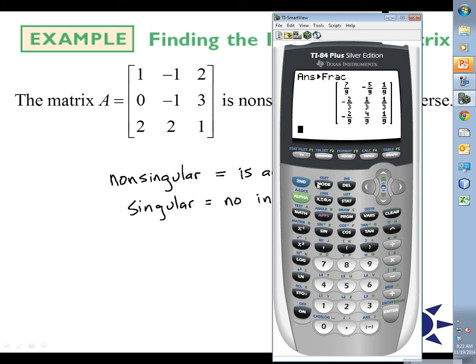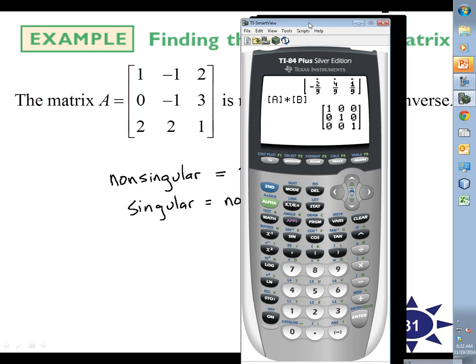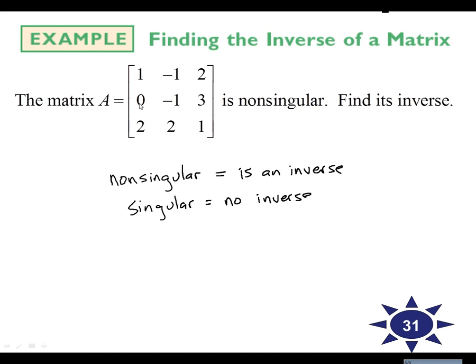Let's go ahead and do A times B. Cross your fingers. Aha! We've got an identity matrix, an I3, ones on the diagonal. All right, so we've proved the inverse of matrix A. Knowing what we know now, try problem 31.